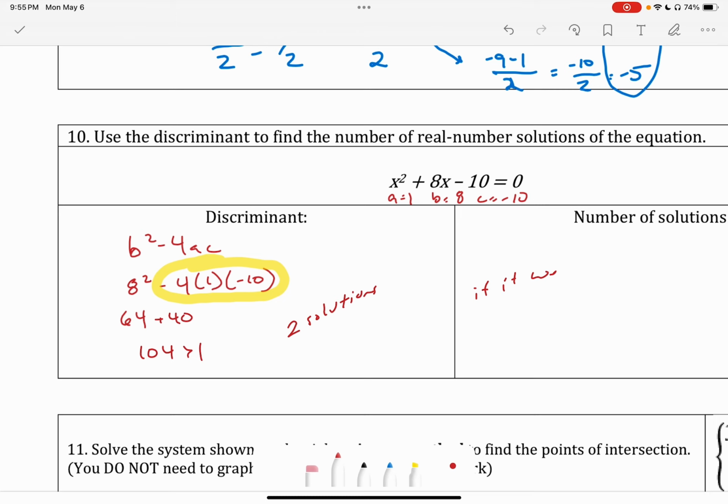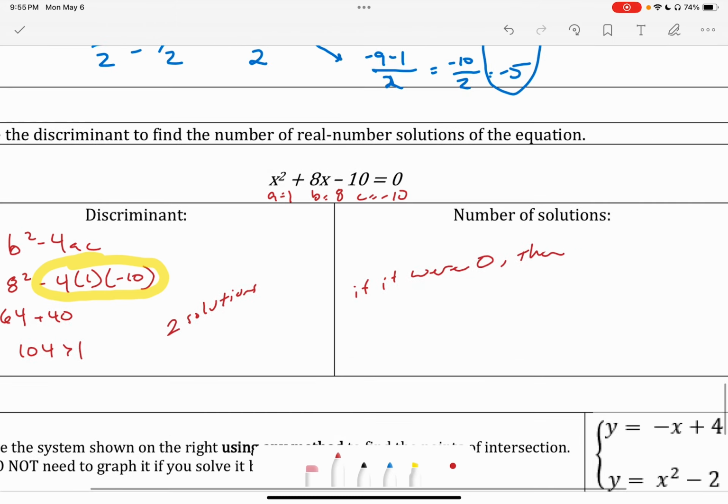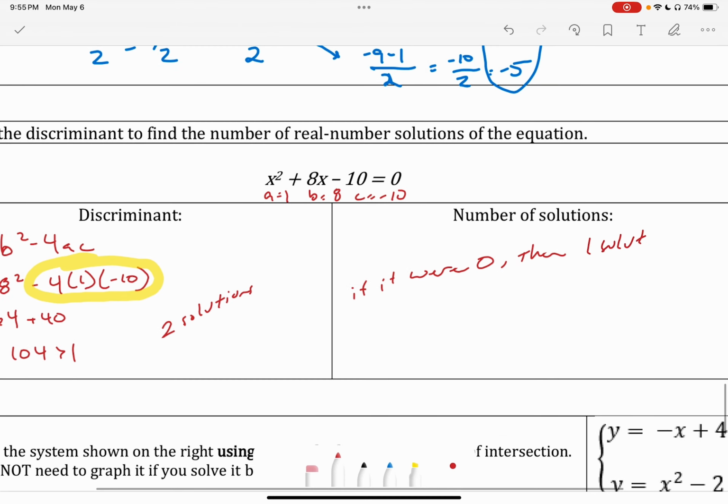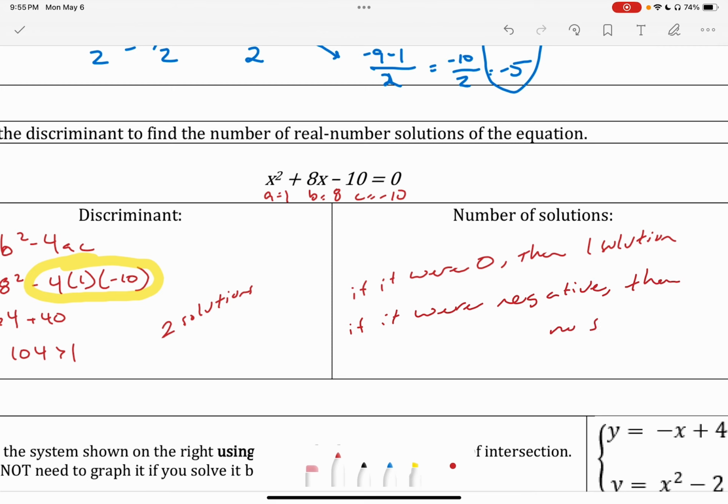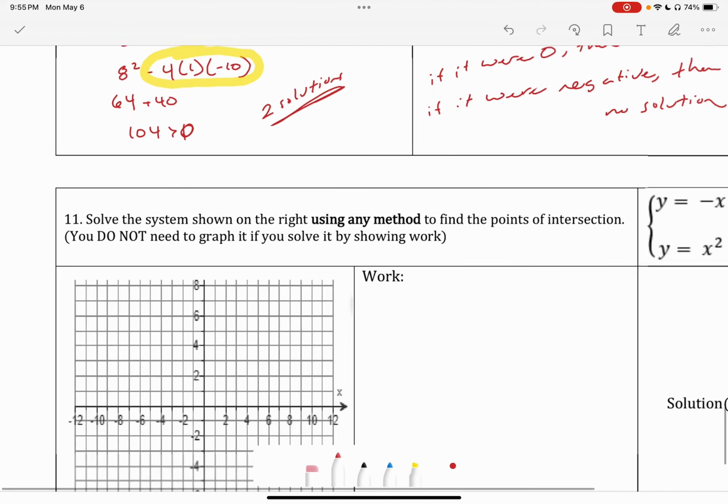If it were 0, then it's one solution. If it were negative, then there's no solution. But because it's positive, it's greater than 0. Because 104 is greater than 0, it's a positive number, we're going to have two solutions. And then we could use the quadratic formula to figure out what those solutions are.